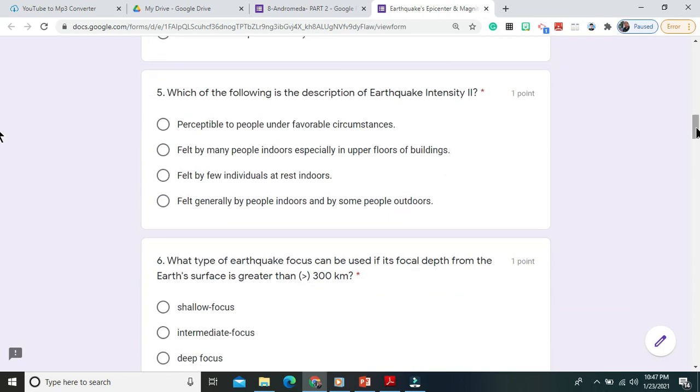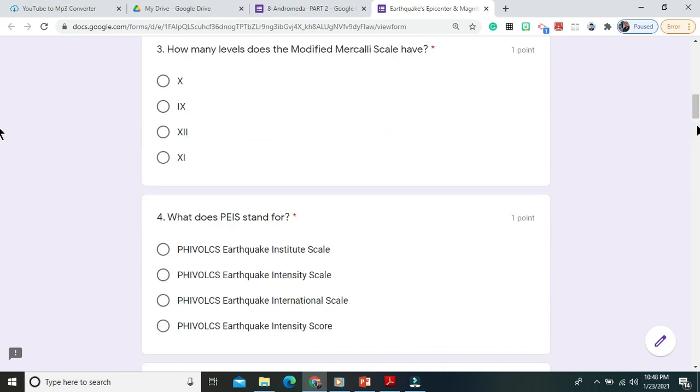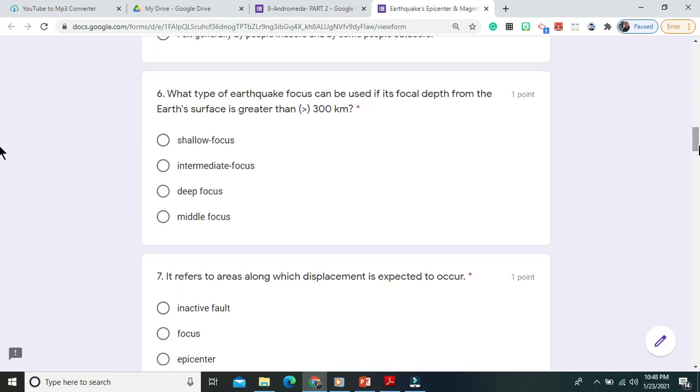Question number 5. Which of the following is the description of earthquake intensity 2? The correct answer is felt by few individuals at rest indoors. Question number 6. What type of earthquake focus can be used if its focal depth from the Earth's surface is greater than 300 kilometers? The correct answer is deep focus.